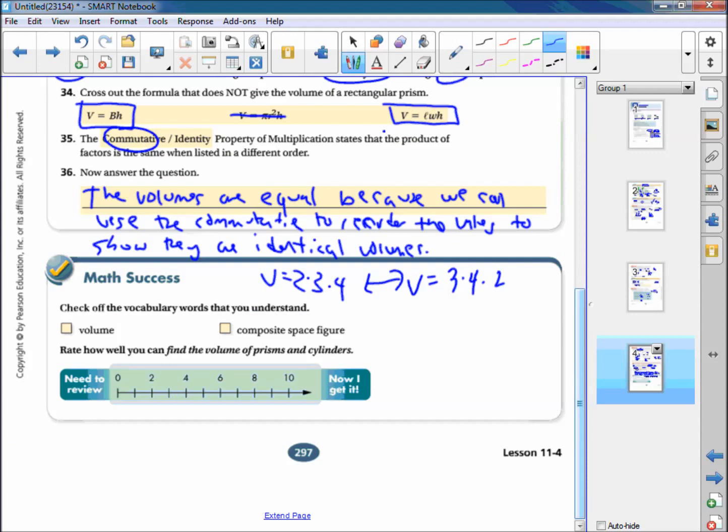All right, so check off the vocabulary words that you understand. Volume shouldn't be new for you. And then composite space figure, just a different name for what you did before when you used to find volume of different shapes all stuck together. Okay, so hopefully you're in here. Found it a nice review from some Math 8 or Math 7 stuff you did on volume. If not, you'll want to watch the video again.